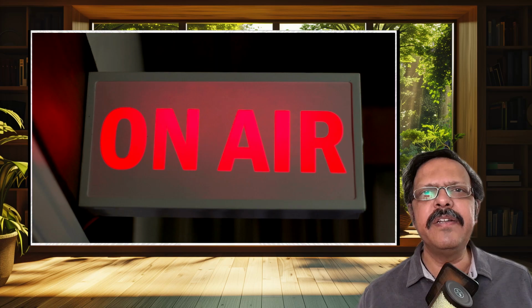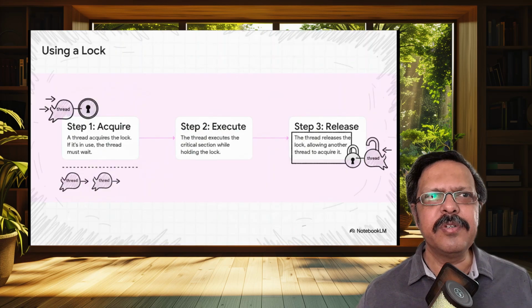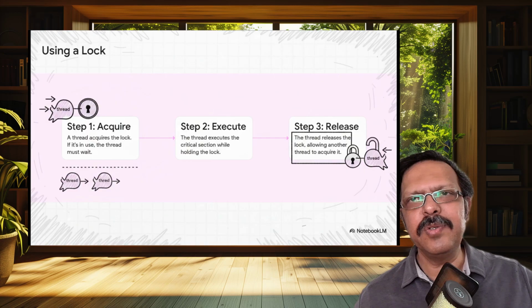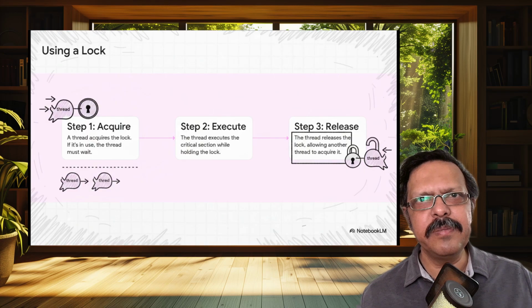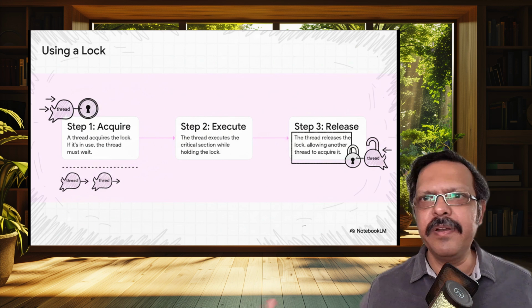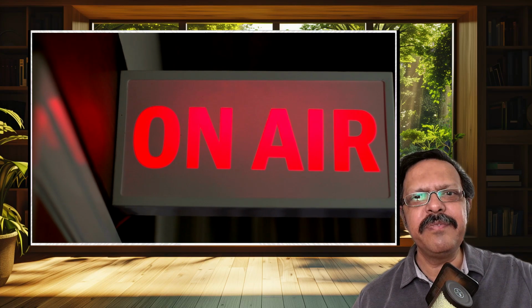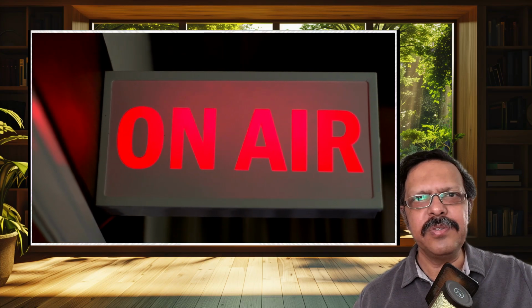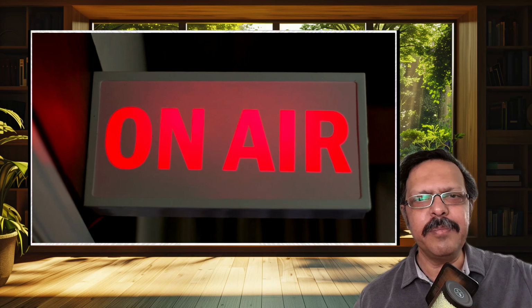So before entering the protected region, a thread must acquire the lock. If the section is already in use by another thread, somebody else would have pressed the buzzer, which means the light is on and you can't get into it. It's like an on-air light. If you have seen those recording studios, you have this on-air light, right? If the light is on, then you can't go into the studio. Somebody is doing a recording, they are broadcasting.